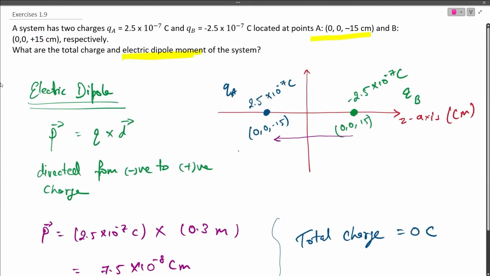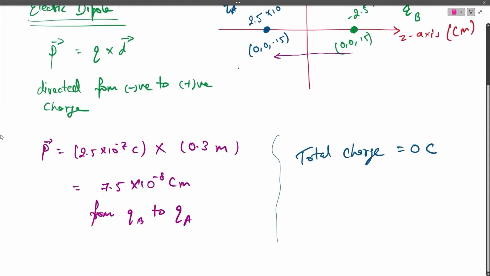Now since this is an electric dipole, the equal and opposite magnitude of charge is there, so the total charge would be equal to 0. And the direction of electric dipole is from negative charge to positive, so it would be from point B to A.